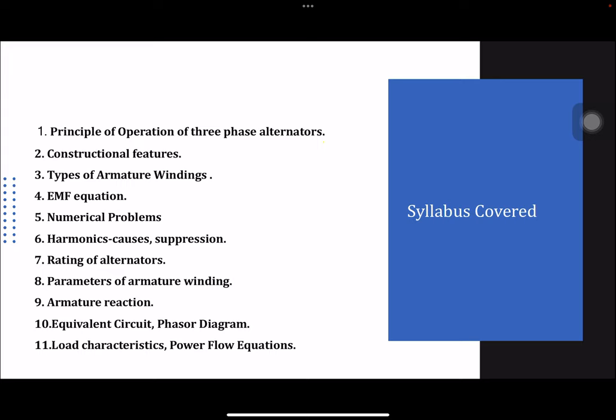After that, the types of armature windings. There are different kinds of armature windings in a synchronous machine, and they will be explained. Then comes the EMF equation. After that, some numerical problems based on the EMF equation will be done. Then comes the harmonics. After that, the rating of alternators, the parameters of armature winding such as armature resistance, reactance and all. Then comes armature reaction. After that, the equivalent circuit and phasor diagram. And finally, we will wind up with load characteristic and power flow equations.